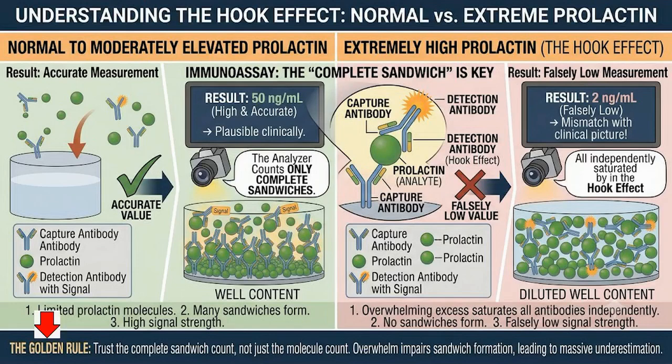A useful way to understand this concept is to remember that the analyzer does not measure prolactin molecules directly. Instead, it measures the number of complete antibody-prolactin-antibody sandwich complexes. When prolactin is present in overwhelming excess, the formation of these complexes is impaired, causing the analyzer to underestimate the true prolactin concentration.